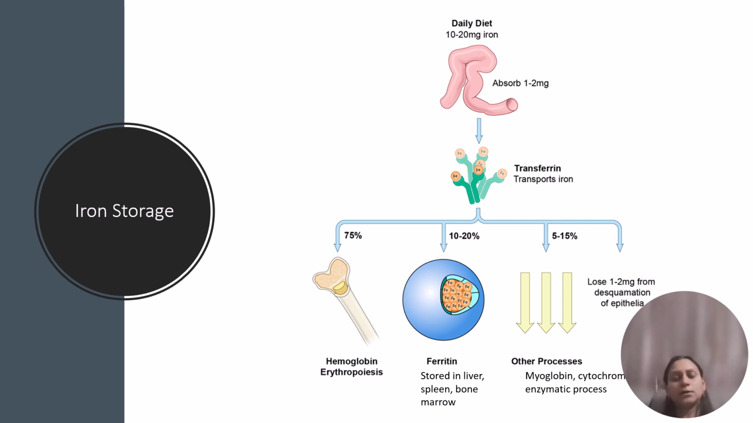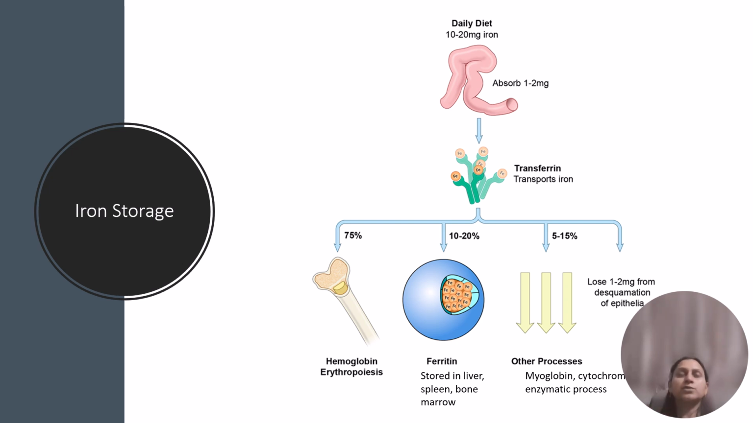So this is the normal cycle of iron. Usually in our diet we consume 10 to 20 milligrams of iron, out of which 1 to 2 milligrams is absorbed in the small intestine. So it is transported in the circulation where it is bound to transferrin.